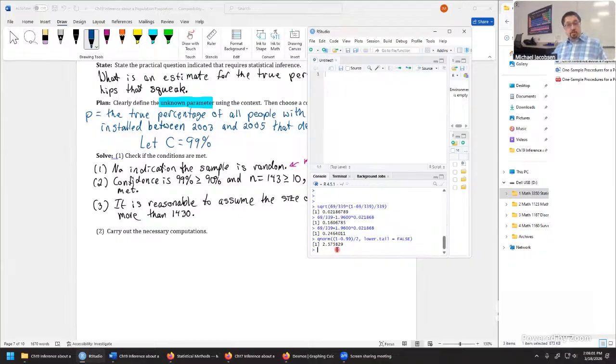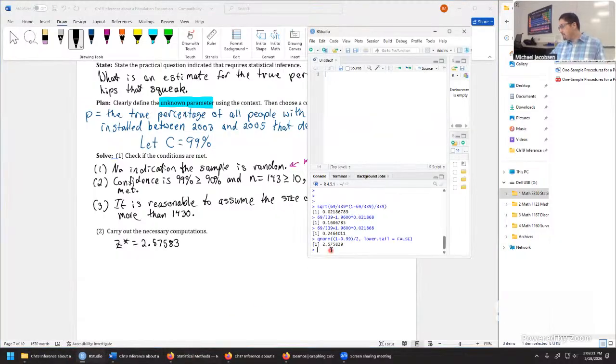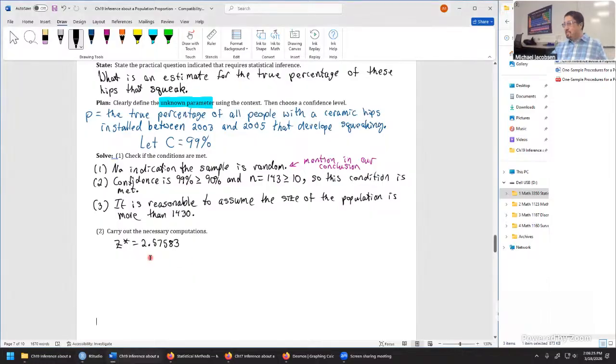We already have this number. Let's just place it down, maybe with a little bit more accuracy: 2.57583. And as usual, let me double check my digits here. You think it'd be easy to memorize 6 digits, but that's a challenge for me some days. So that's our critical number that corresponds to 99% confidence.